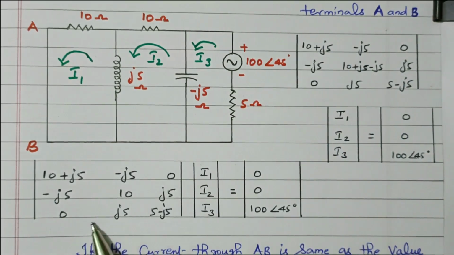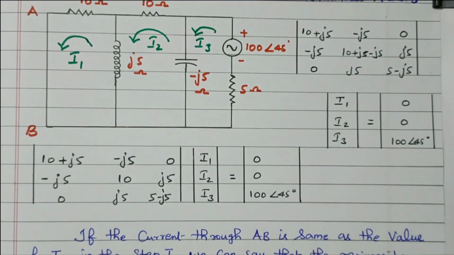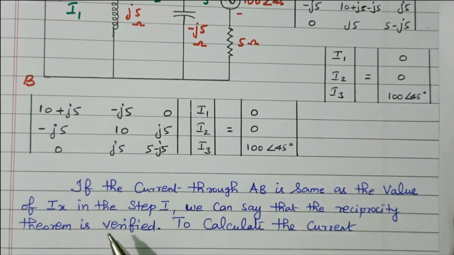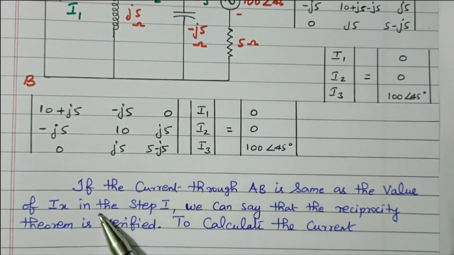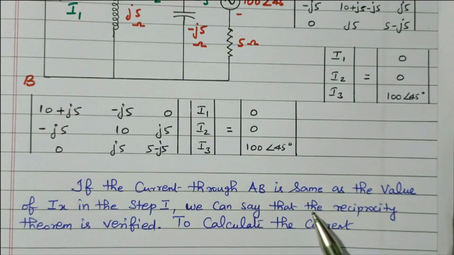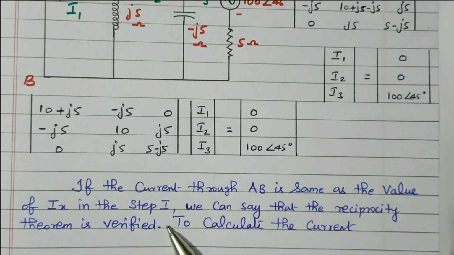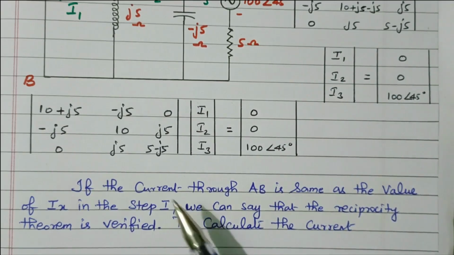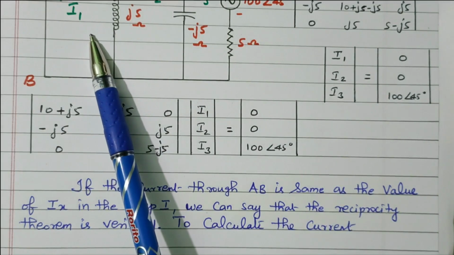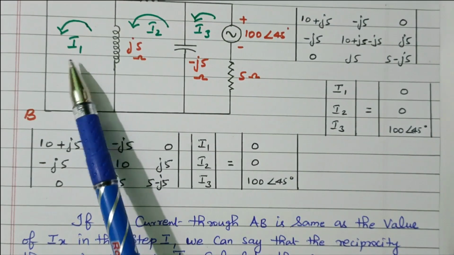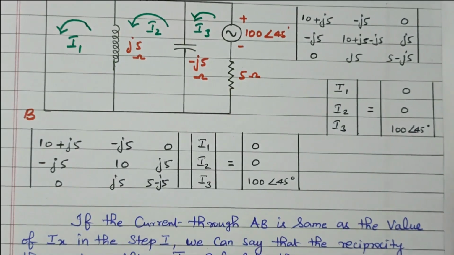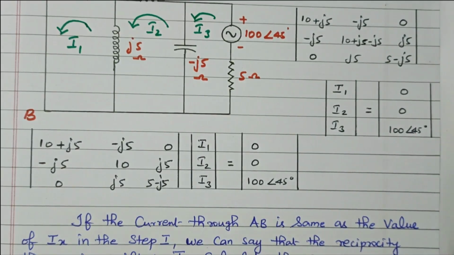Right. So this is the simplified form. In this we need to find the current value again. If the current through AB is the same as the value of Ix in step 1, we can say that the reciprocity theorem is verified. Now we will calculate the current. Earlier we calculated I3, now we need to calculate I1. Now we will go to the calculation for the I1 current.